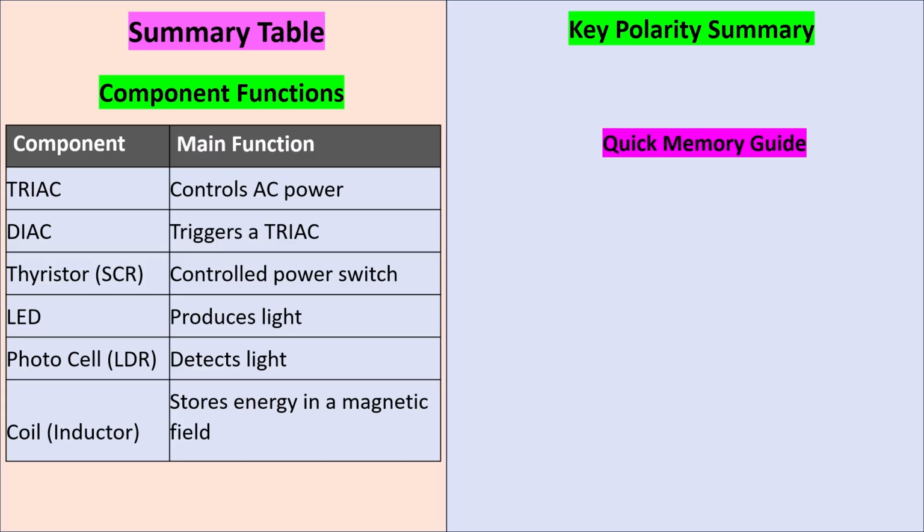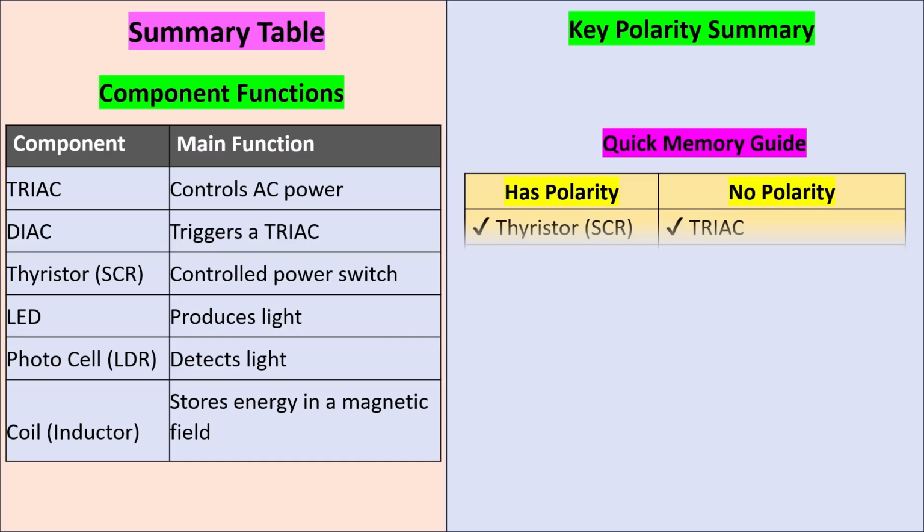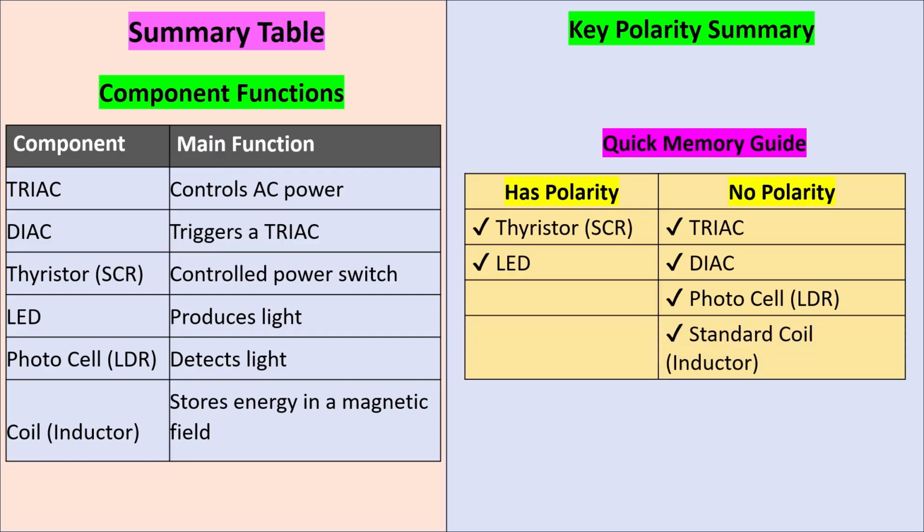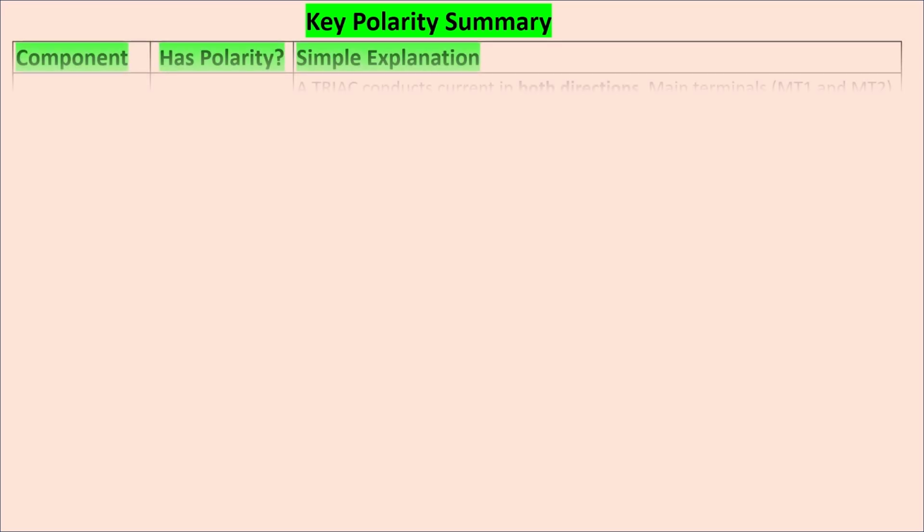Here's a key polarity summary and a quick memory guide. What has polarity and what has no polarity. Thyristor and LED both have polarity. No polarity: triacs, diacs, photocells LDR, and standard coils or inductors. There is a key polarity summary where it has the component, what has polarity, and a simple explanation.